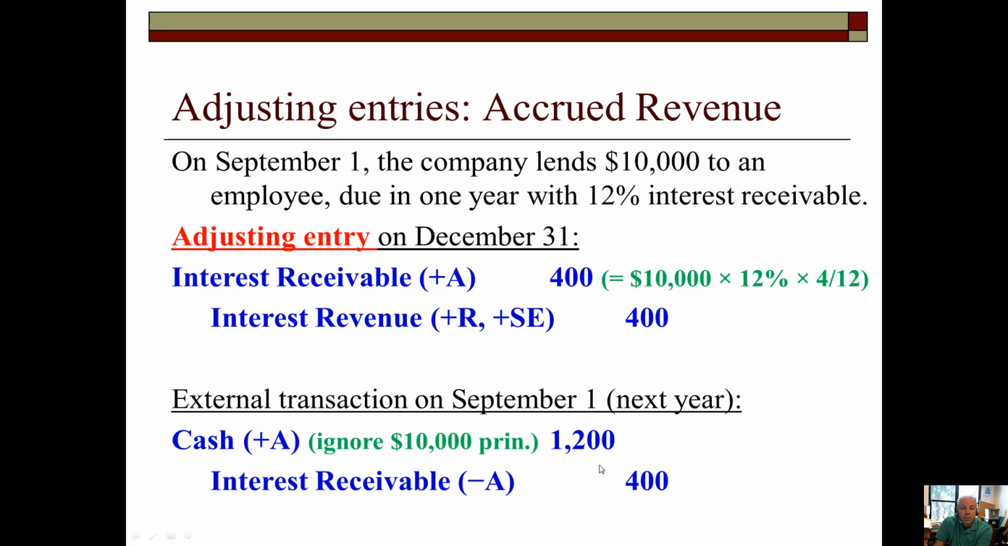We will then clean up our balance sheet. We no longer need this interest receivable because we received the cash. So we'll credit interest receivable from the adjusting entry on December 31st. And since we have not recorded all of the revenue, we only recorded 400 last year, we still have another 800 of revenue to record. So in this case, this will complete the transaction and balance it out in its entirety.